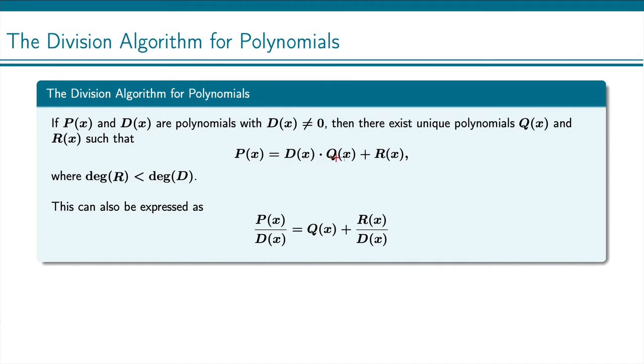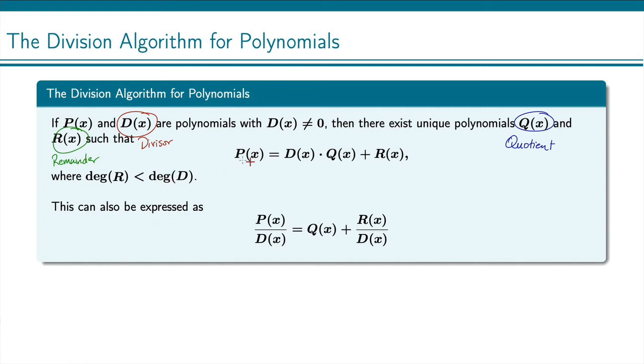This first one is perhaps less familiar, but the second one will be more familiar. We've got a polynomial p of x and another polynomial d of x, and d of x is what we're going to call our divisor. So this here is the divisor. That's what we're dividing by, and so that means that it's not going to be 0. And then there exist two unique polynomials, this q of x, which is the quotient, and r of x, this is the remainder.